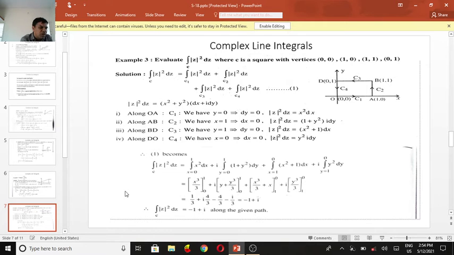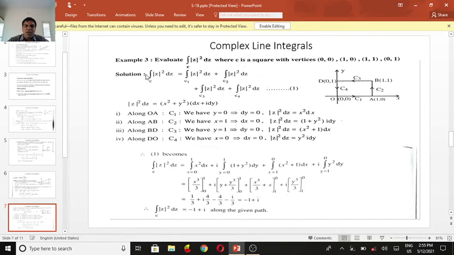So (0,0), (1,0), (1,1) and (0,1). From (0,0) to (1,0) I call the curve C1. From (1,0) to (1,1) I take curve C2. From (1,1) to (0,1) I call C3. From (0,1) to (0,0) is C4. Observe, it is a square curve. Line OA is C1, line AB is C2, line BD is curve C3, then DO is curve C4.